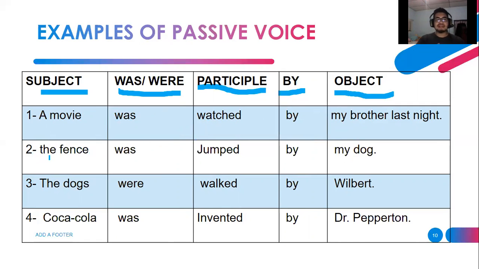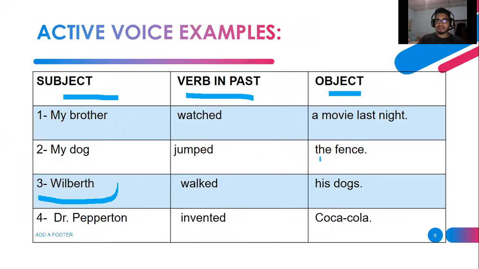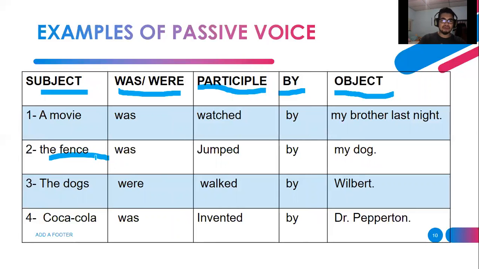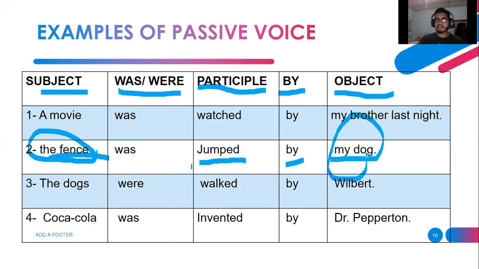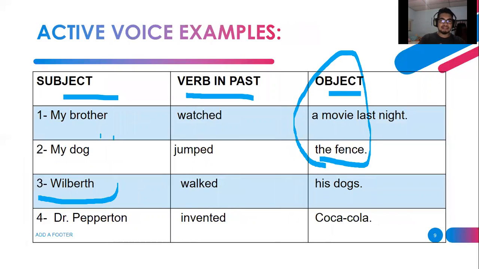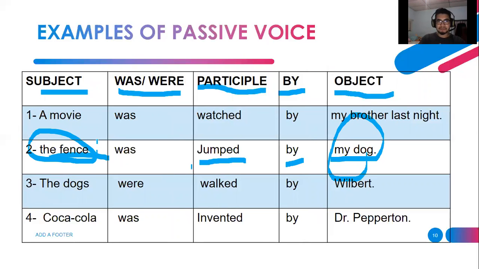The next one. The fence was jumped by my dog. You notice the fence was the object before, and now is the subject, like you see over here. See, the fence was the object, notice the position, and now you find it over here. So now it changed the position. Was, that is in this case, the past form, as I mentioned. Jump, the past participle, then you include by, and then you include my dog. And notice that my dog is now over here. In the last sentence, my dog was over here.